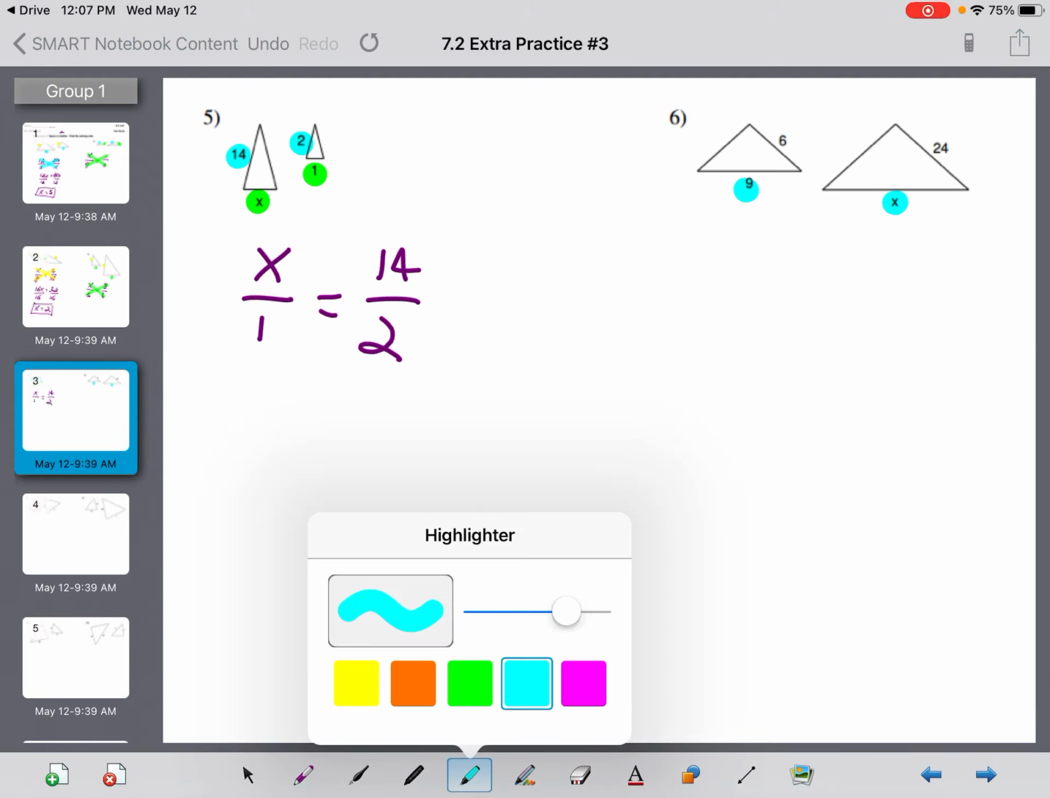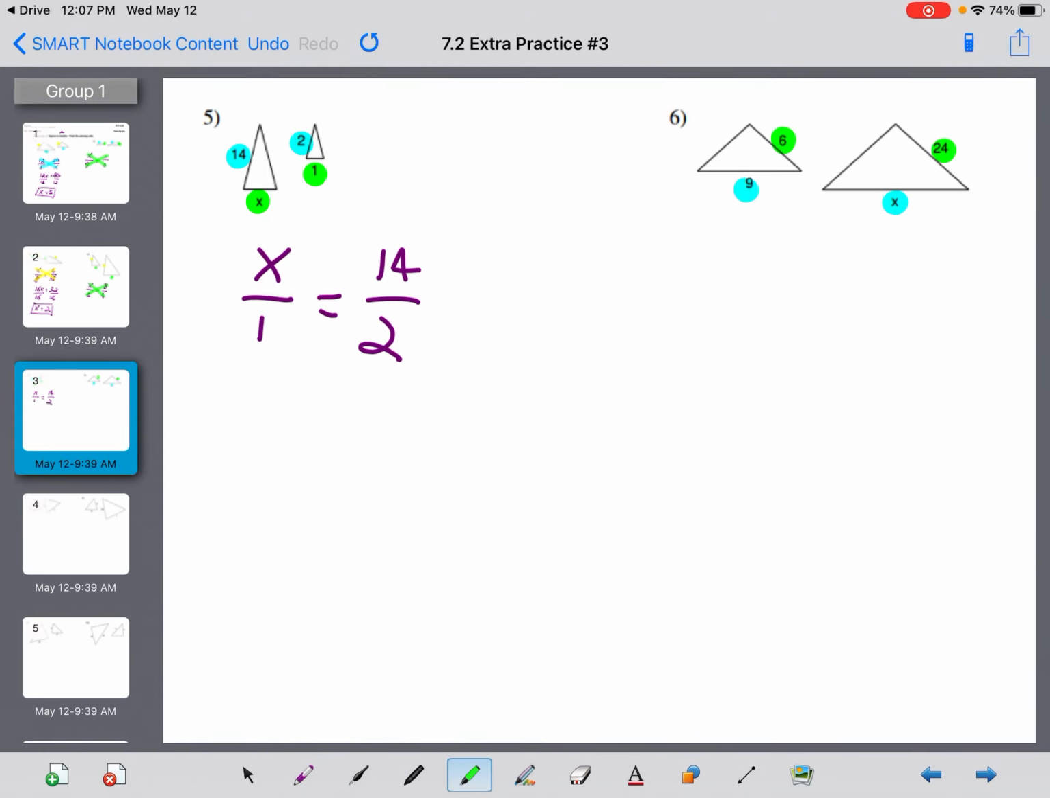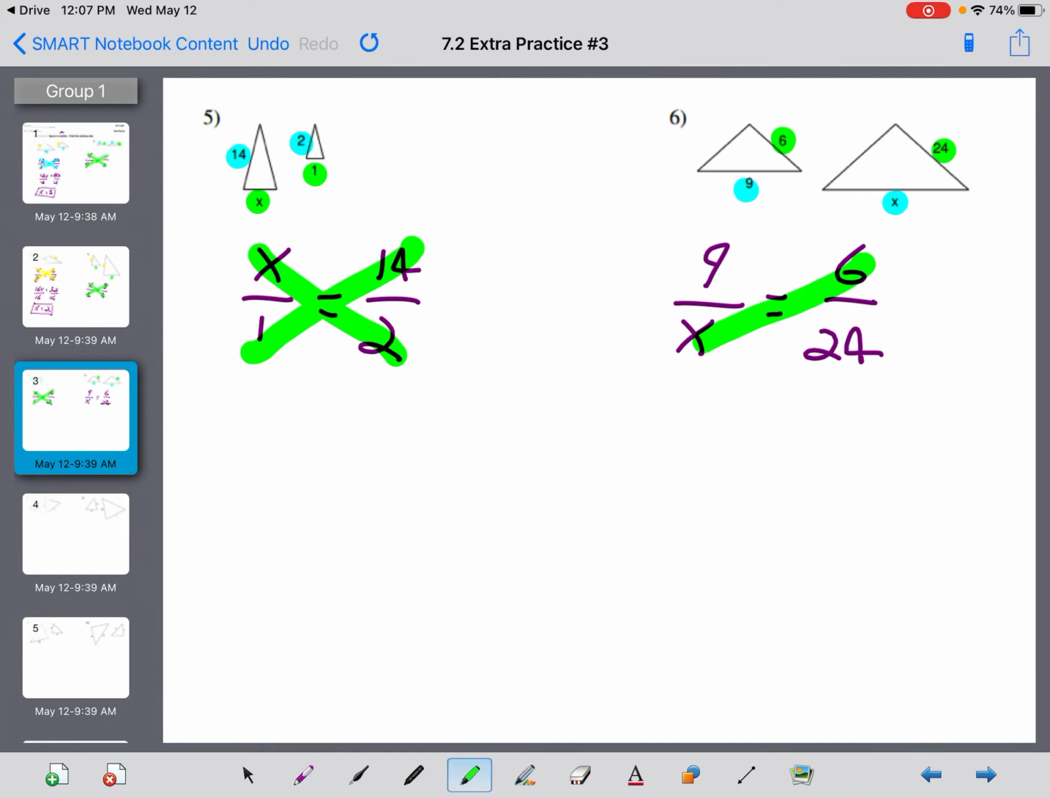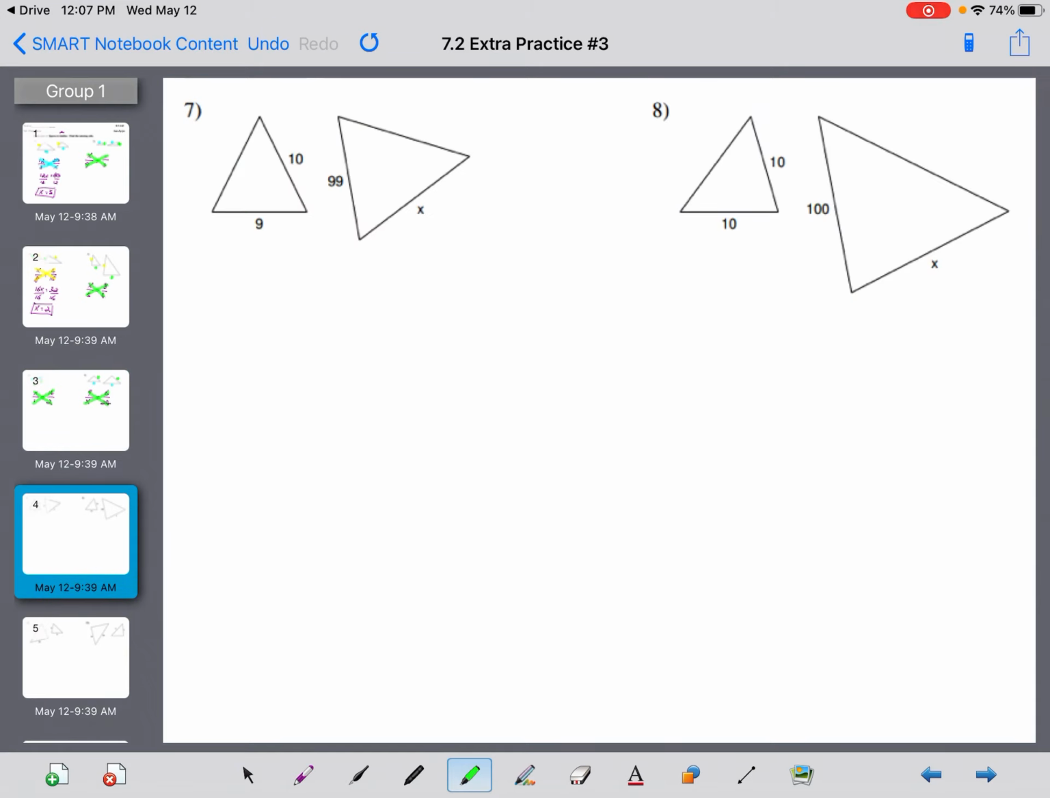9 corresponds to x. 6 corresponds to 24. So 9 over x equals 6 over 24. And then for both of these, cross multiply. Now the only thing with these is we're going to have to rotate these images. 9 corresponds to 99 if you turn or rotate the triangle on the right. And 10 corresponds to x. So 9 over 99 equals 10 over x.